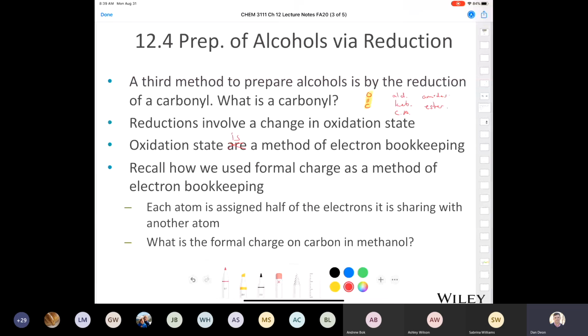I know everybody that's listening to me is very good at formal charge by now. You know where to put the formal charges on oxygens and halogens, right? Each atom is assigned half of the electron it is sharing with another atom. What is the formal charge on carbon in methanol? Anyhow, let me show you.